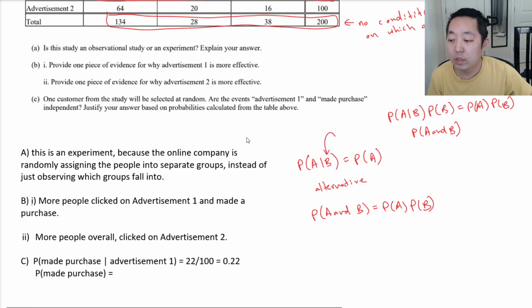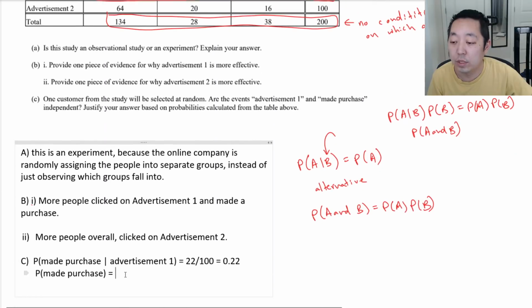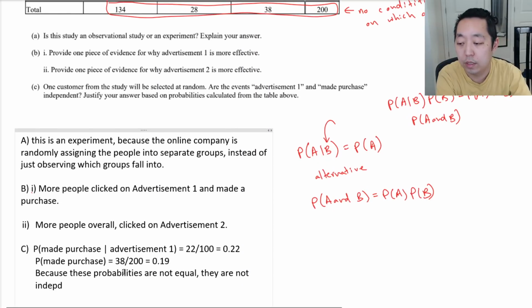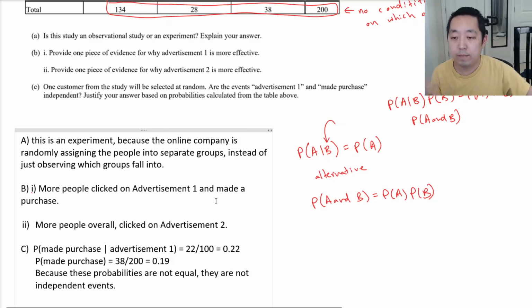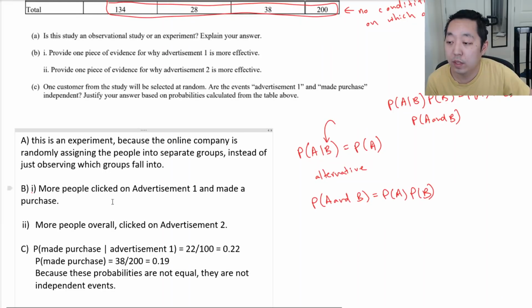Okay, so let's continue our typing. What's that calculation? The probability they made a purchase. Well, how many people made a purchase is 38, out of 200, and that's equal to 0.19. Because these probabilities are not equal, they are not independent events. Okay? And that's it. That's all you need to do to justify independence there. So that's my text there.